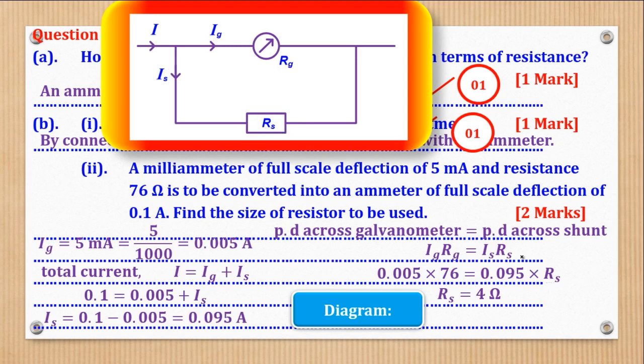Now let's see how marks can be awarded. Half a mark for getting the current through the shunt resistor, and half a mark for equating the PDs, the PD across the galvanometer being equal to the PD across the shunt. Another half a mark for the substitution, and half a mark for the resistor which was required. So basically that's how the 2 marks could come about.